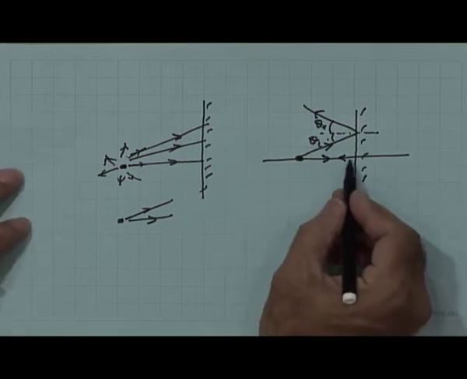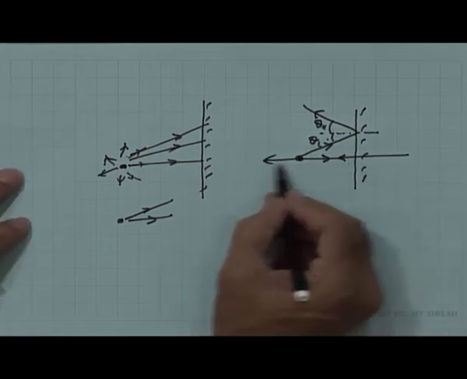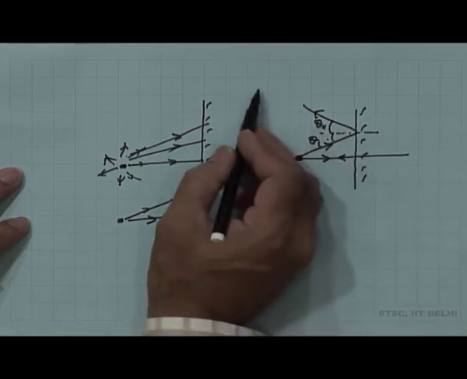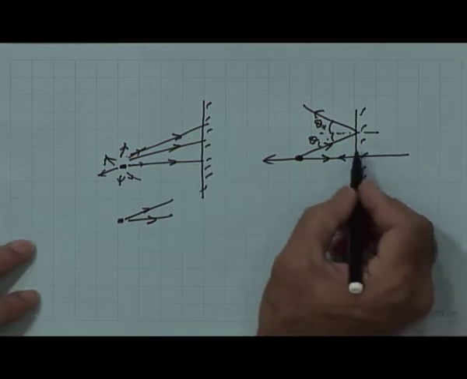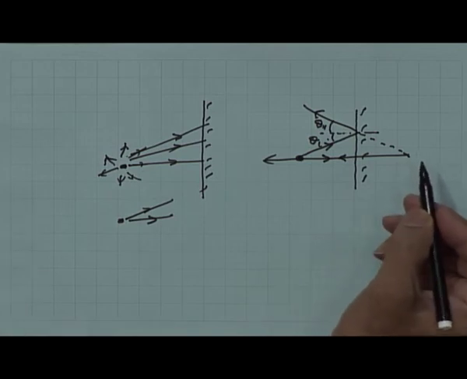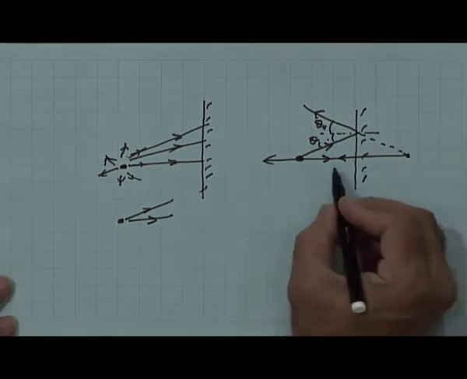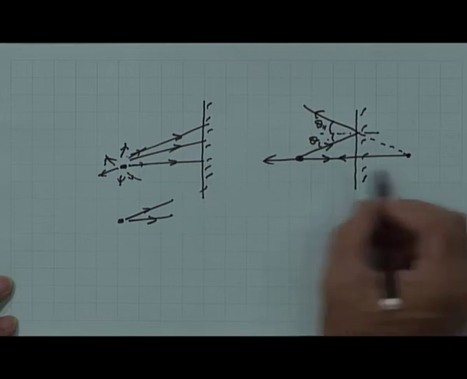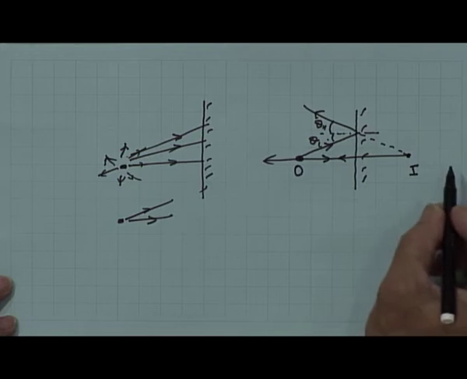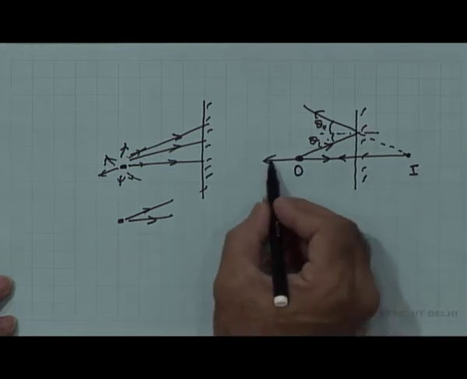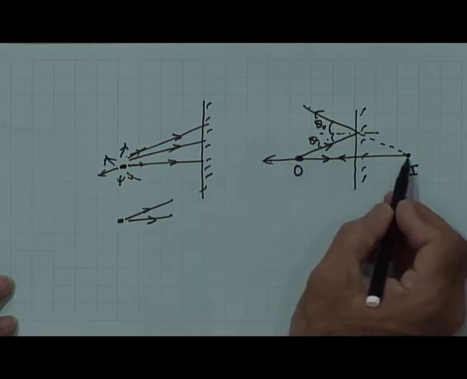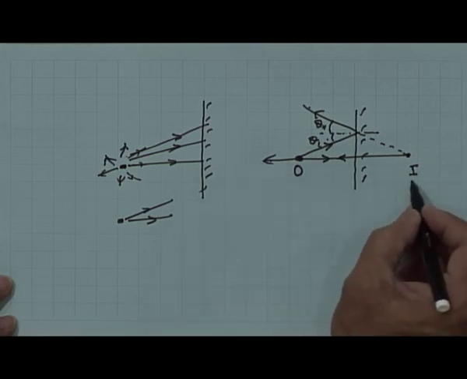So, this ray is travelling in the reverse direction, this ray is travelling in this direction, they do not seem to meet anywhere. However, if we take this ray backwards, then we will see that from this point, which is our object point, this is the image point. From this point these two rays appear to come from this point I, and such a point is called the image point.